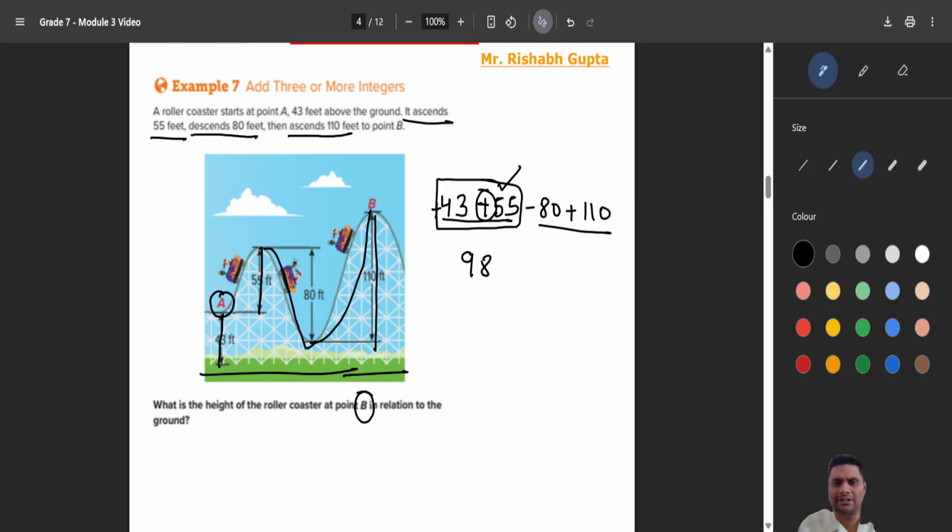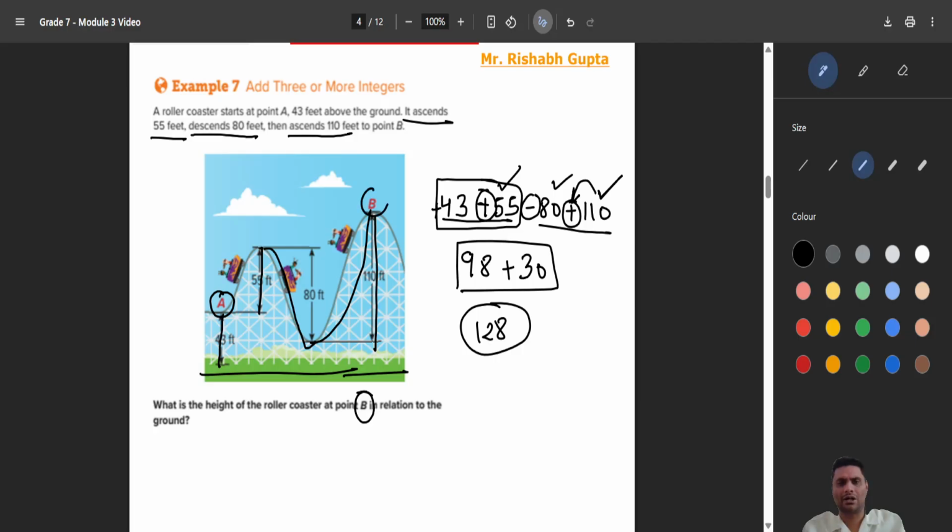Plus. Now check the 80 and the 110. They have different sign. Minus here and plus here. Different sign, that is, we will do minus. So 110 minus 80 will give me 30. 30 will be plus or minus? Check the bigger number. Which is bigger, 80 or 110? 110 is bigger. 110 has plus. So here I will put plus. Khalas. Now check 98 plus 30. 98 plus 30 how much? 128. That is, the height of point B from the ground here is how much? 128 feet. I hope you understood the question.